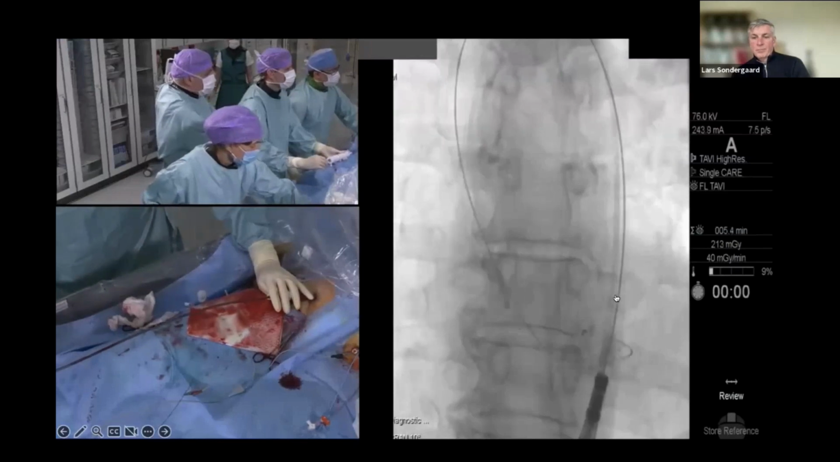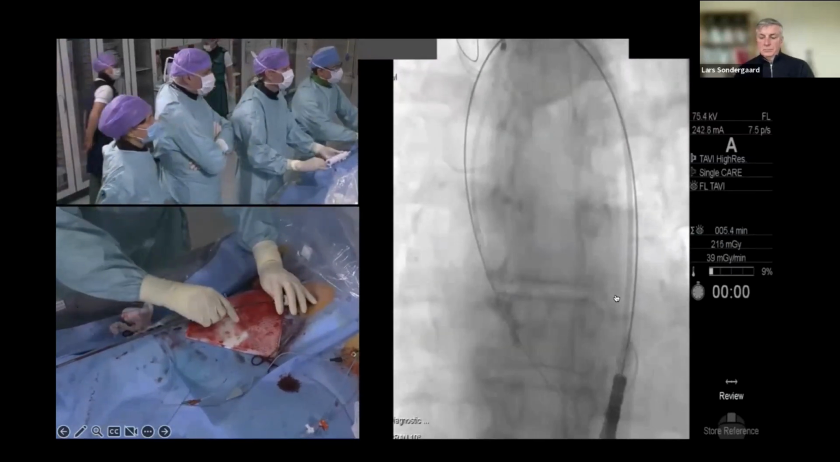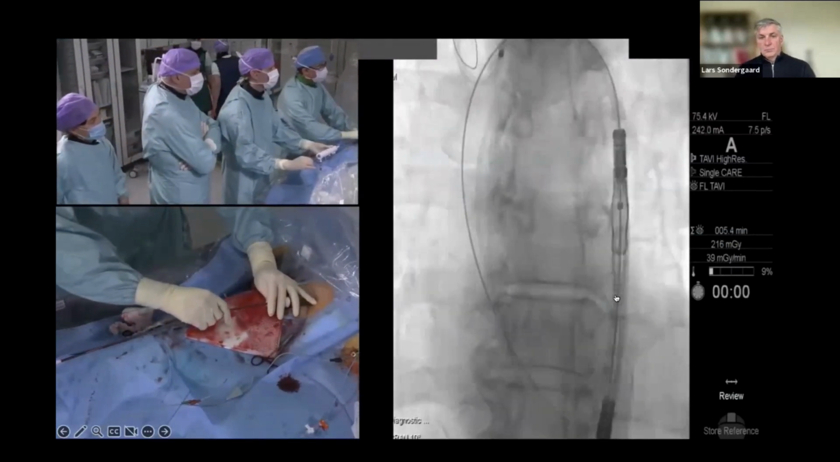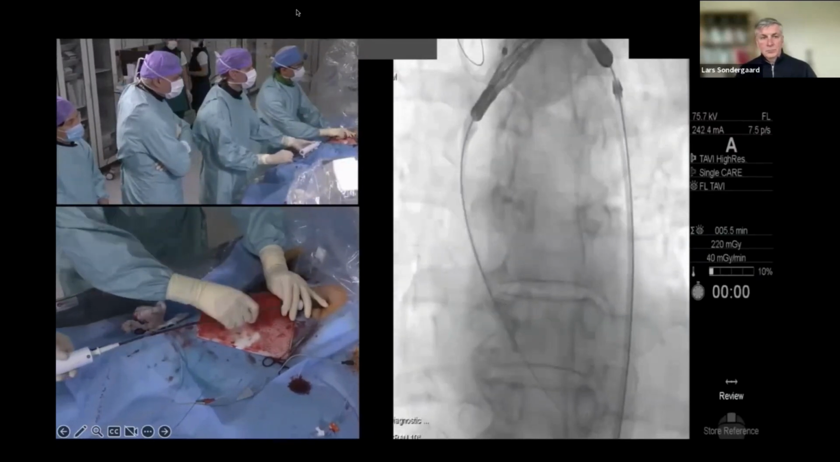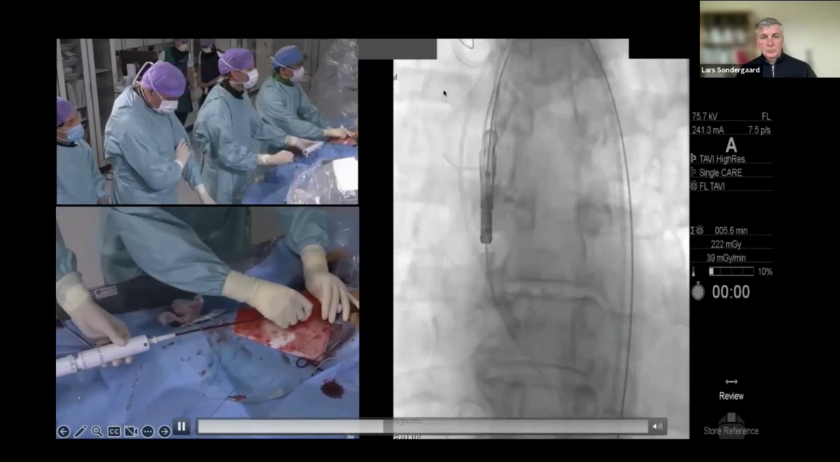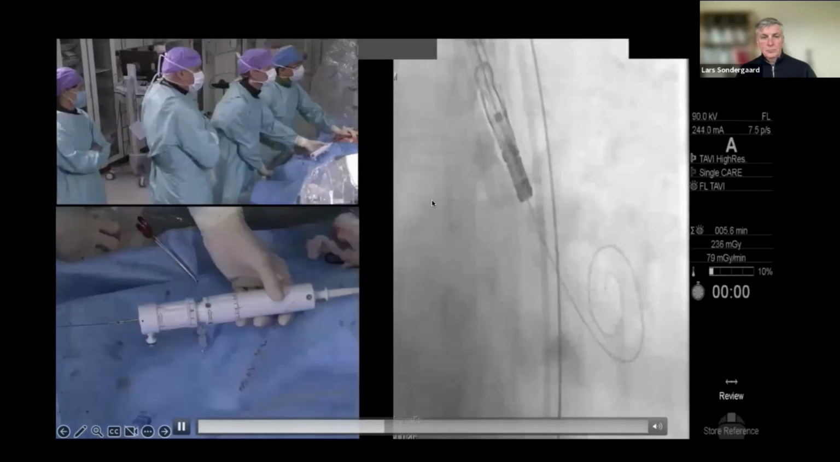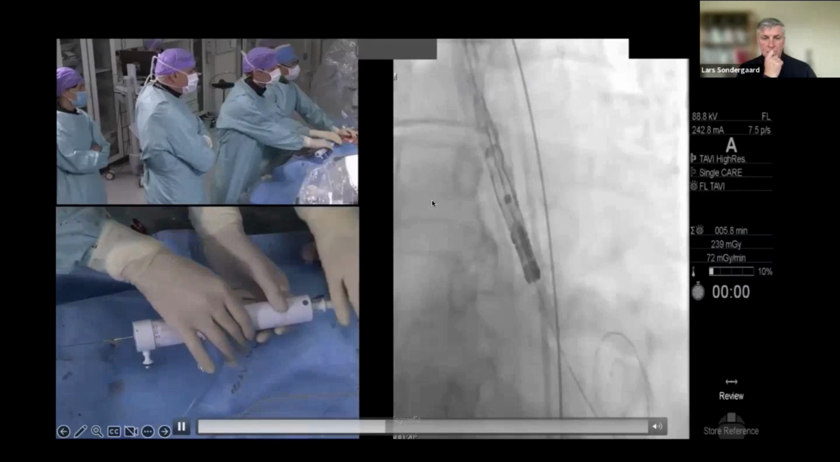So first, of course, we are going to cross the arch. This is indeed a very flexible system. Normally, we don't expect too much trouble crossing the arch. It goes very easily, with a very minimal amount of resistance. And this is cusp overlap. So we're not far, actually, we're almost there.